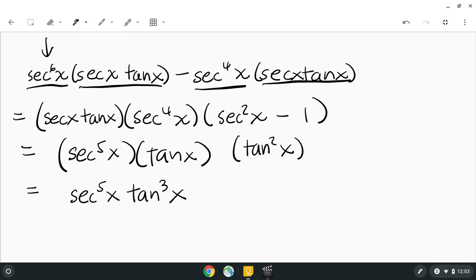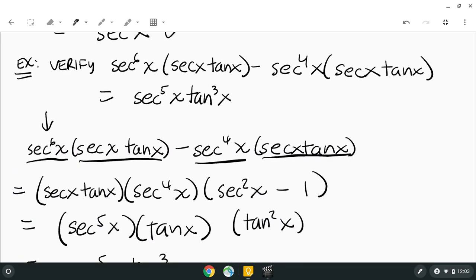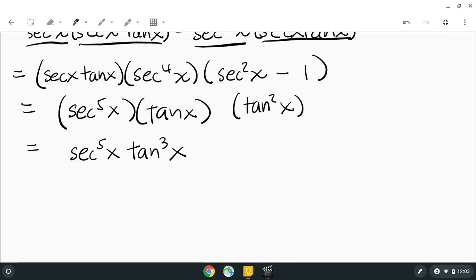Let's see. Let me scroll up. Secant fifth tangent cubed. And that's what we have. So we can stop here. So you're going to be pulling out all of your magic tricks in math, your math magic.